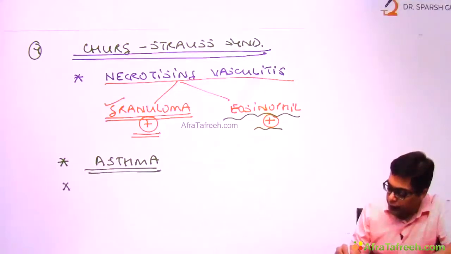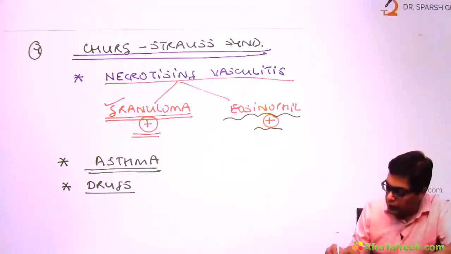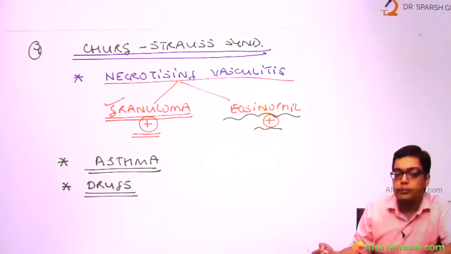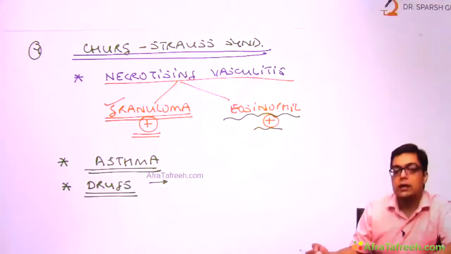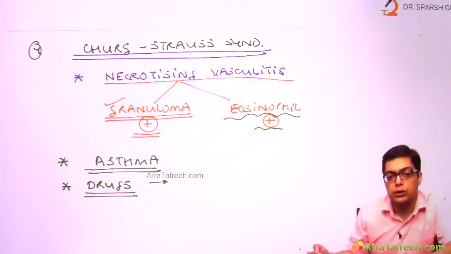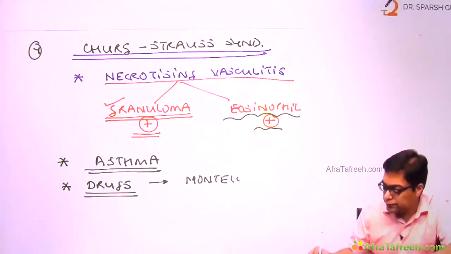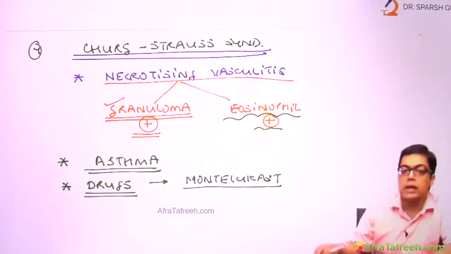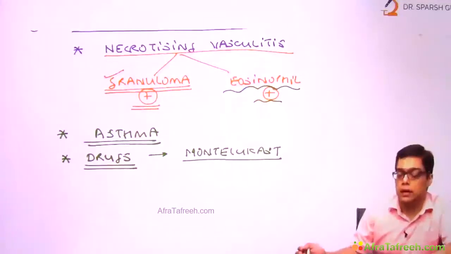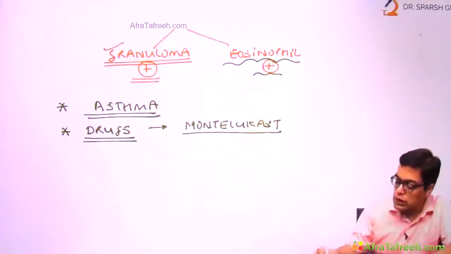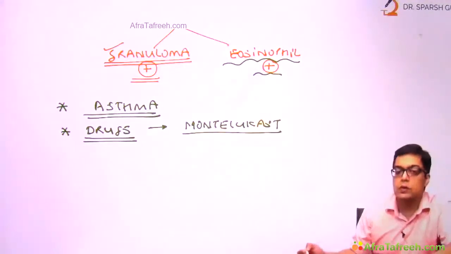We find that these patients could also be having this kind of an issue because of intake of certain types of drugs. The most important drug in this category which can be responsible for unmasking of Churg-Strauss syndrome again is an anti-asthmatic drug, a drug known by the name of Montelukast. This being an example of a leukotriene receptor antagonist, it may be responsible for causing unmasking of Churg-Strauss syndrome.